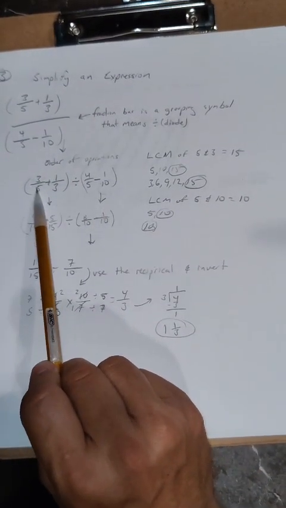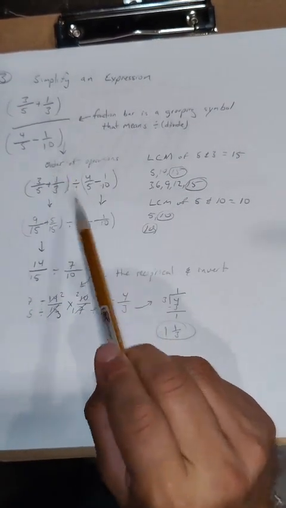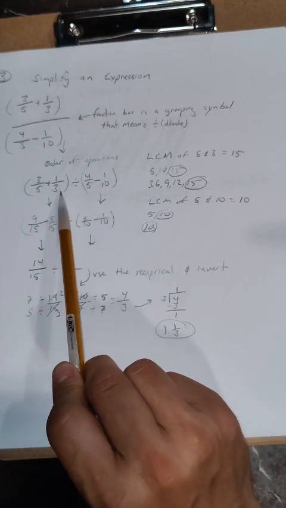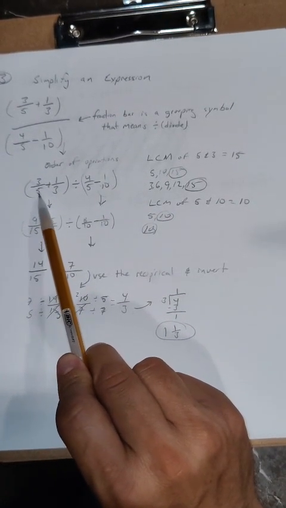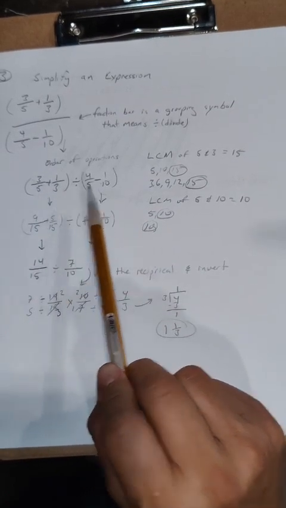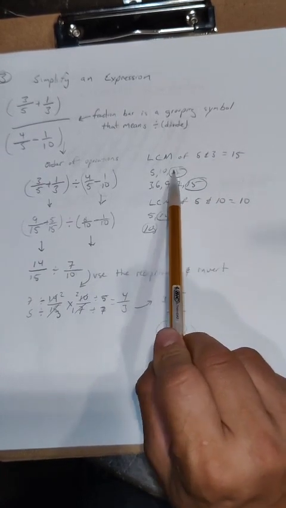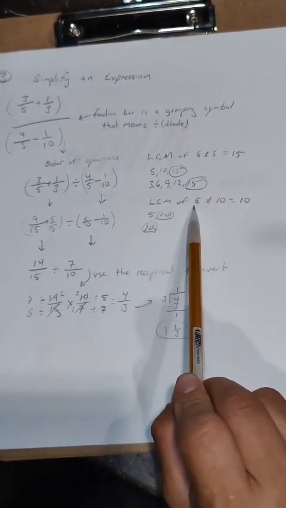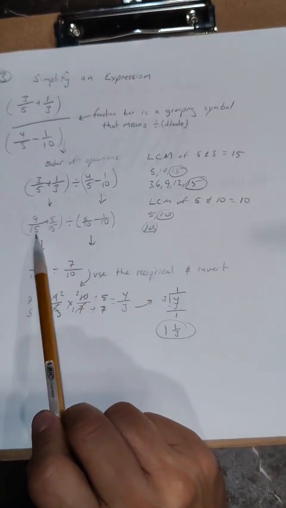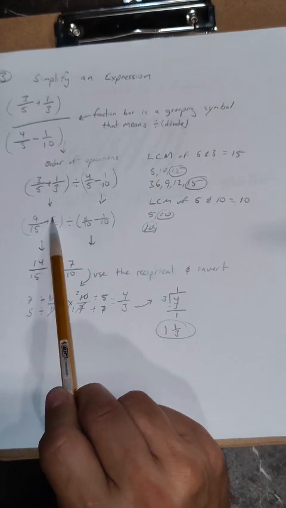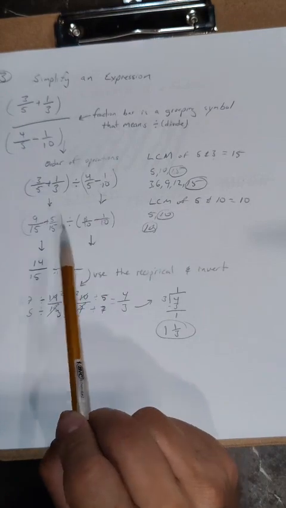So we have 3/5 plus 1/3, divided by 4/5 minus 1/10. In order to do that, I had to convert or get the common denominators for both here. Use the least common multiple of 5 and 3 to get 15, and the least common multiple of 5 and 10, 10. Rewrote the fractions: 9/15 plus 5/15 divided by 8/10 minus 1/10.